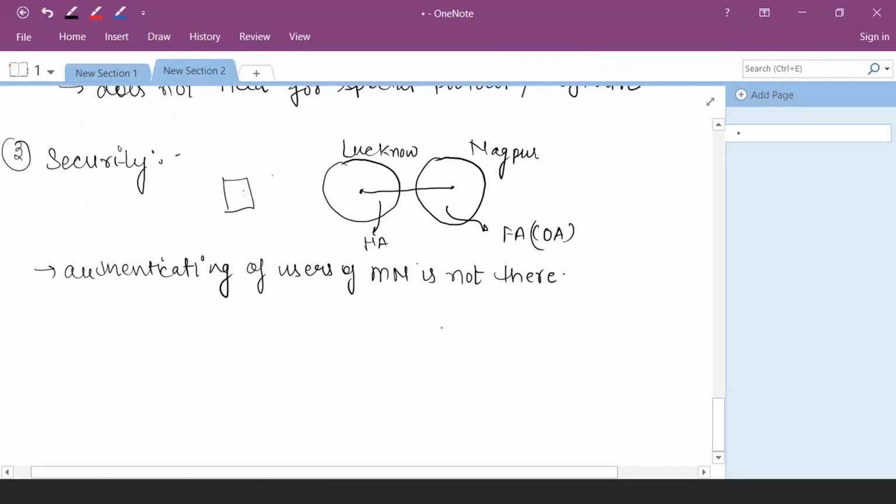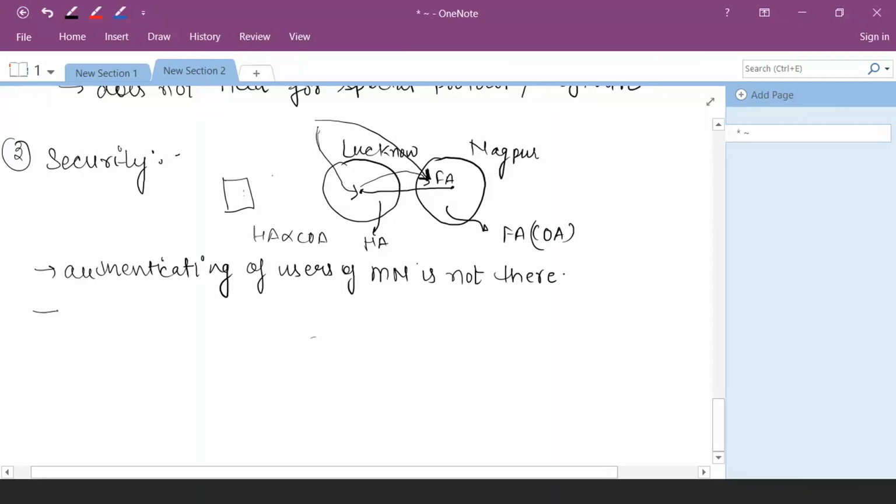Also, suppose I'm changing my location to Nagpur, and whenever a particular person wants to send a packet to me, first it has to be sent to my home agent. Then the home agent is responsible for forwarding the packets to my foreign agent. So the route will get very, very large. That's why mobile IP says that once the binding is completed between the home address and the care of address, then any user can directly send a packet to me like this way.